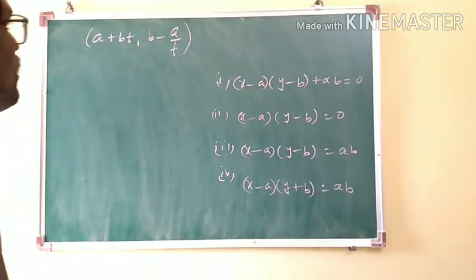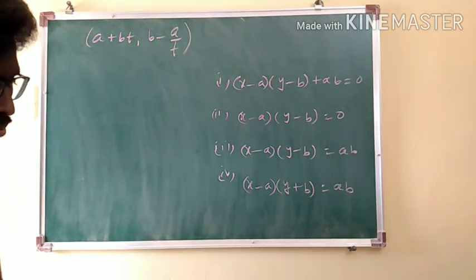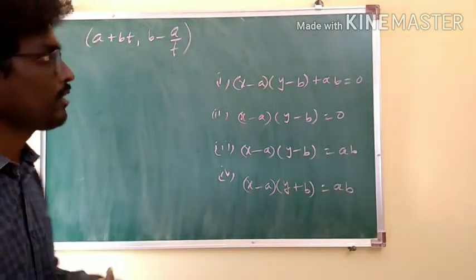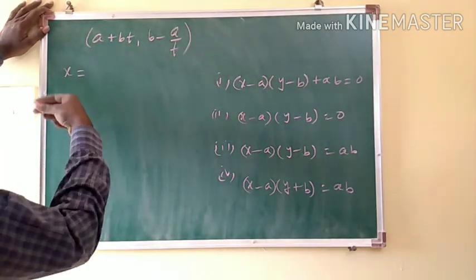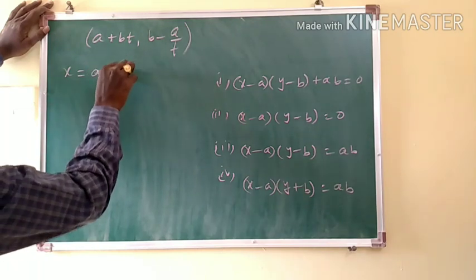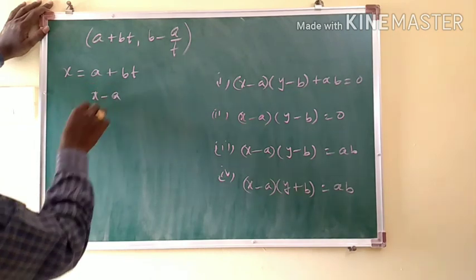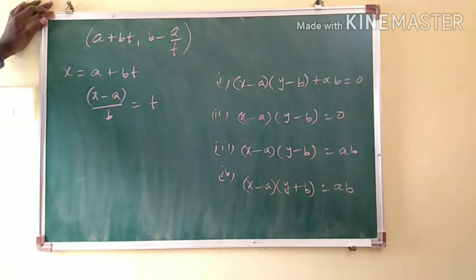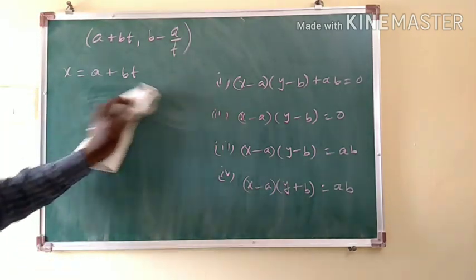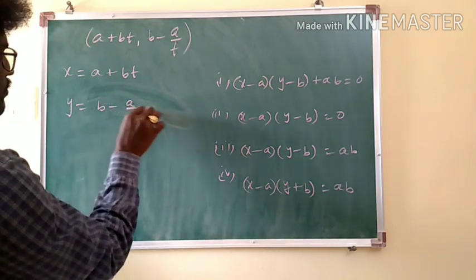Let's see. We are talking about the locus of the given point. Generally, this type of problem we have done with trigonometric functions, but here we have a parameter t. We will equate the point to some point x comma y. So x is equal to a plus bt. Therefore x minus a by b is equal to t. Otherwise, you just keep it like this. Let us see the possibilities. And y is equal to b minus a by t.